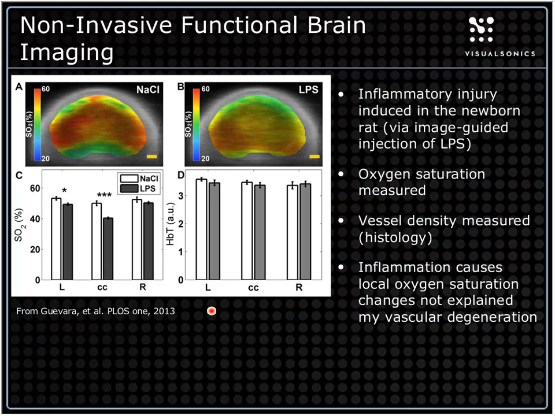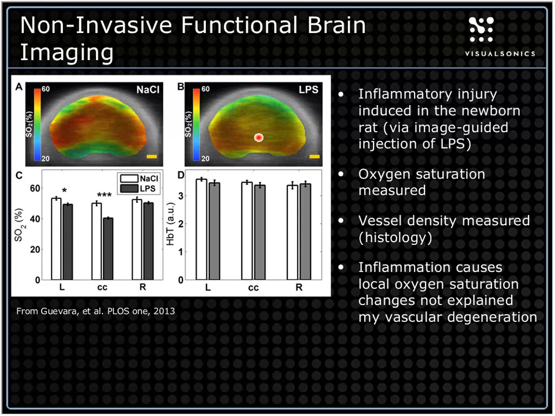There's also a PLOS One paper published recently from Guevara and colleagues, Gregory Lodygensky's lab, that was looking at an inflammatory injury induced in the newborn rat. They actually used the image guidance capabilities of the system to inject LPS into these neonate rats. Then they looked at oxygen saturation to determine if this inflammation injury caused by the LPS was also causing oxygen saturation changes. And they indeed did see, in these LPS-injected animals, a reduction in oxygen saturation in various areas.